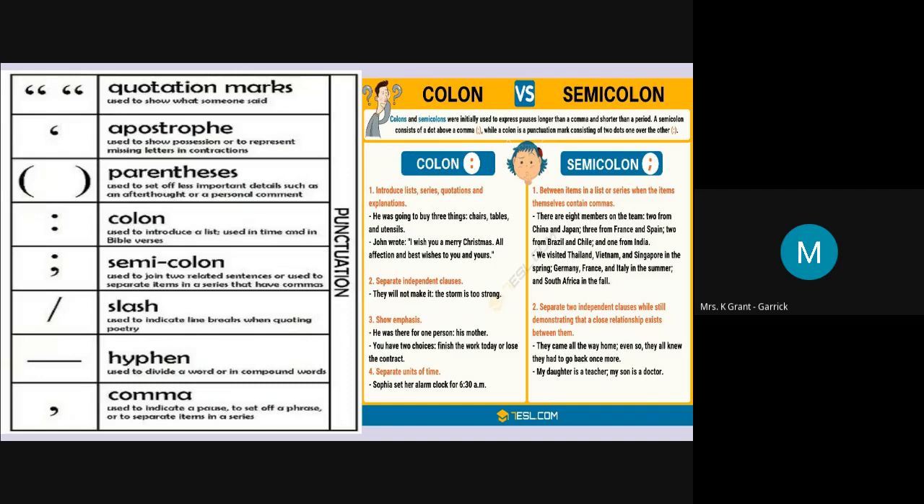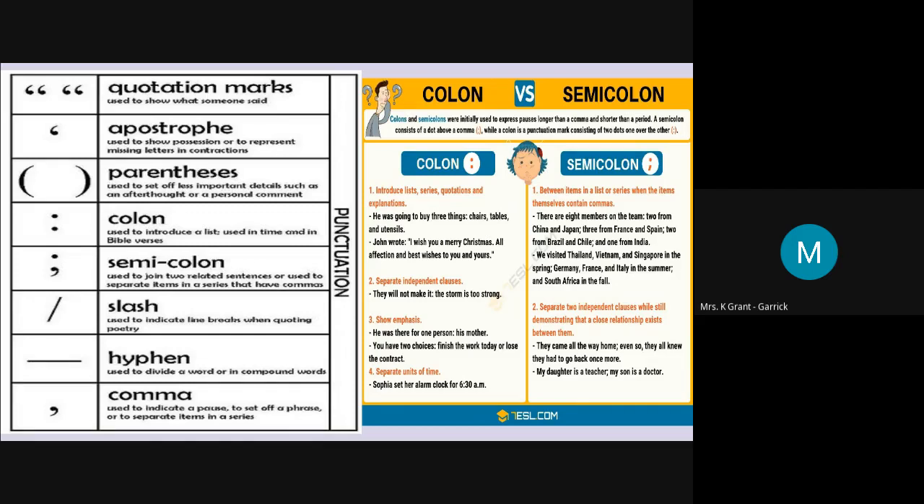John chapter 1 verse 6. We also use the colon to indicate that we are giving extended explanation. If you're looking over on the chart to the right where you have colon versus semicolon, there you have some more extended information: one, to introduce a list, series, quotations, and explanations. And there are some nice examples there.